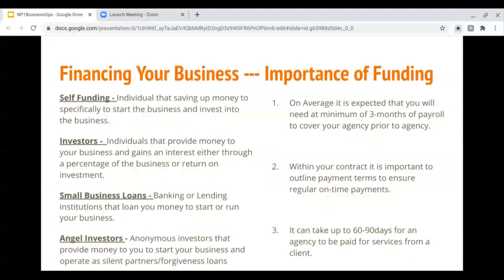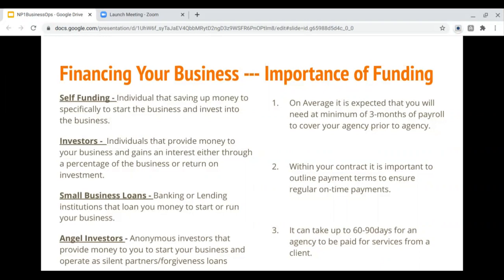So funding. Financing your business and the importance of funding is really key. A lot of times going into business, you want to have not only your business plan, but you want to make sure that you've set aside money to actually run the business, run the agency. There's a couple of different ways to do that. One of the ways is the obvious: you set aside the money as an individual and you save it specifically to start the business. Another way that some people have self-funded or crowd-funded is that if you have a partner, that person may come with the money and you come with the experience. Those are definitely viable options when it comes to funding.